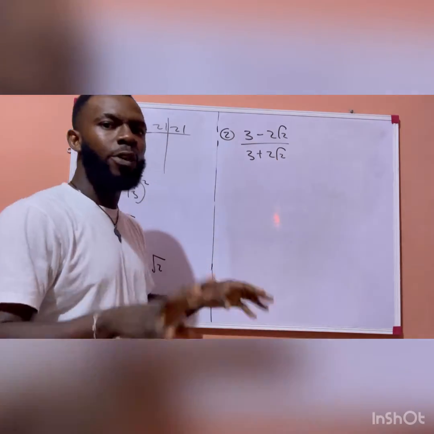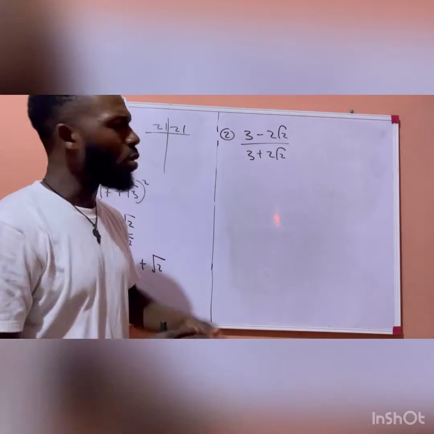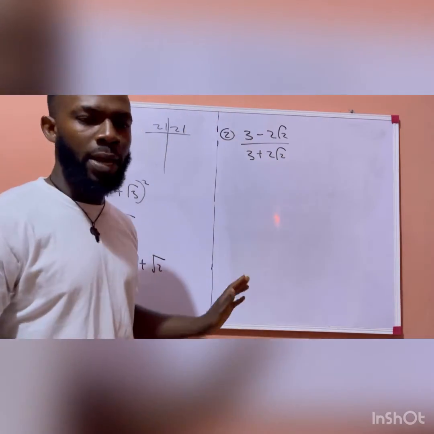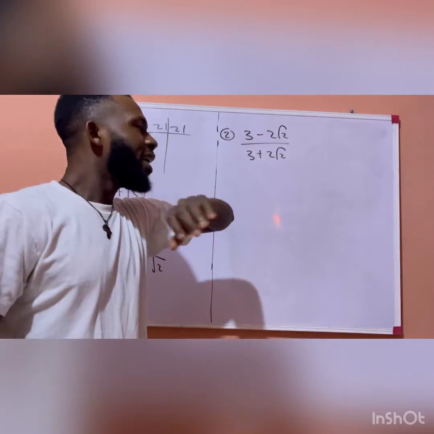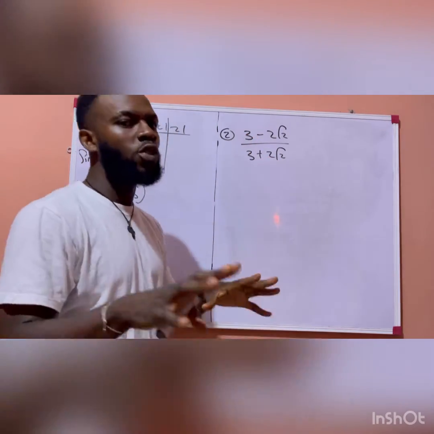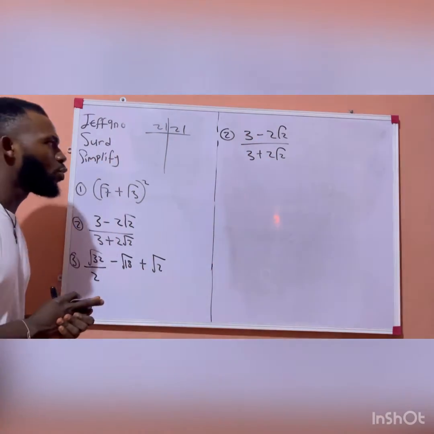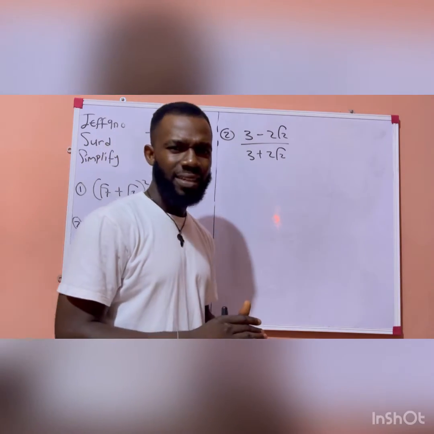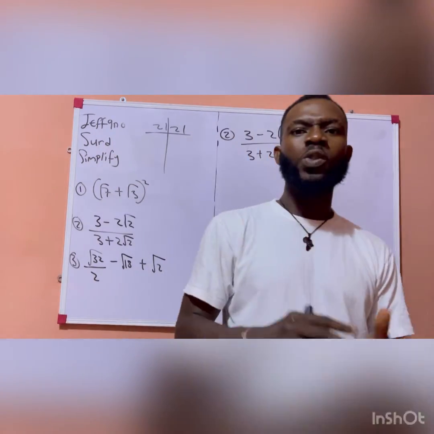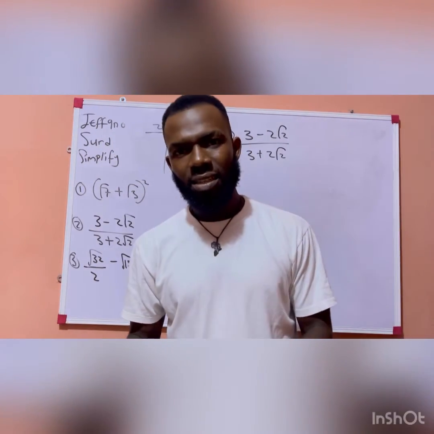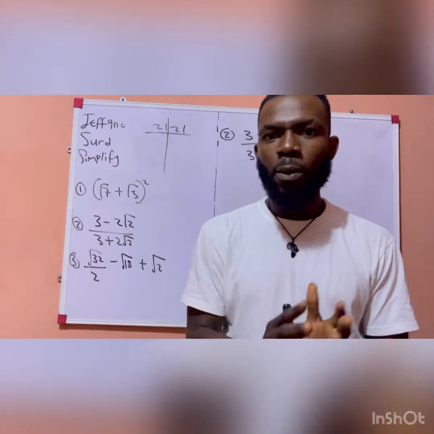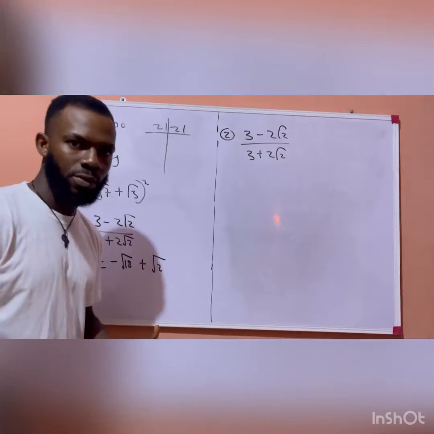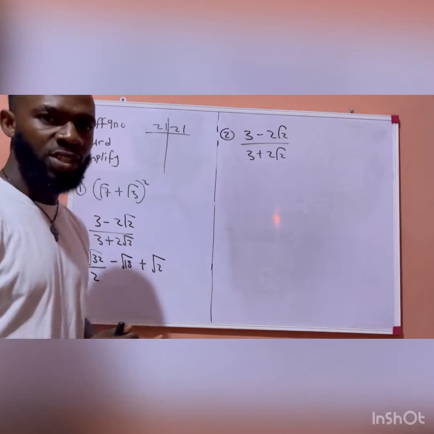Now you are not supposed to have a root sign at the denominator. It could be at the numerator, there is no problem. But when the root sign is at the denominator, then you have to do something. And what do you have to do? You have to rationalize. Now rationalization is a process whereby you eliminate or remove the root sign from the denominator, not from the numerator.